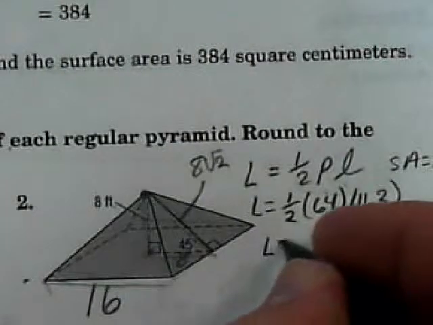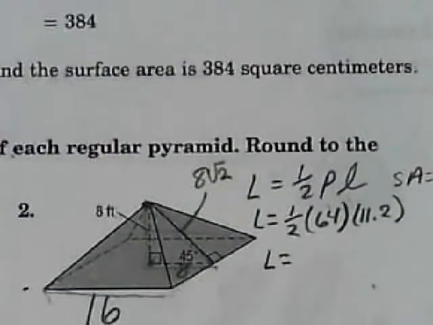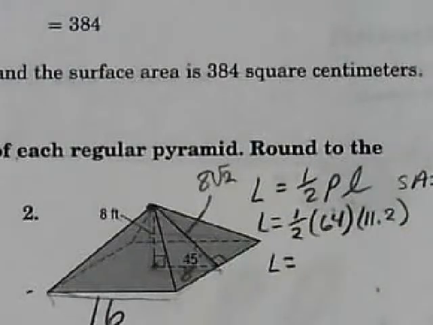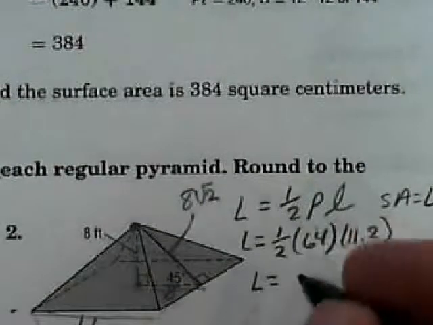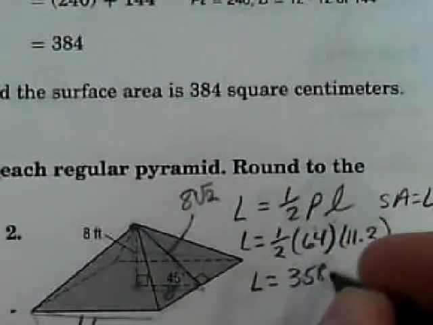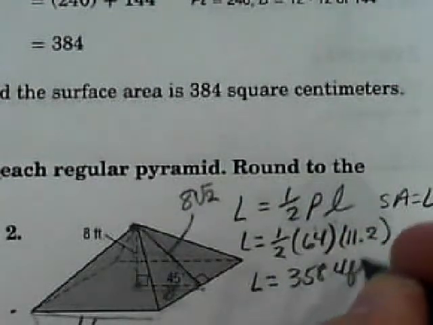So the lateral surface area will be 32 times 11.2. I got 358.4 feet squared. Yes.